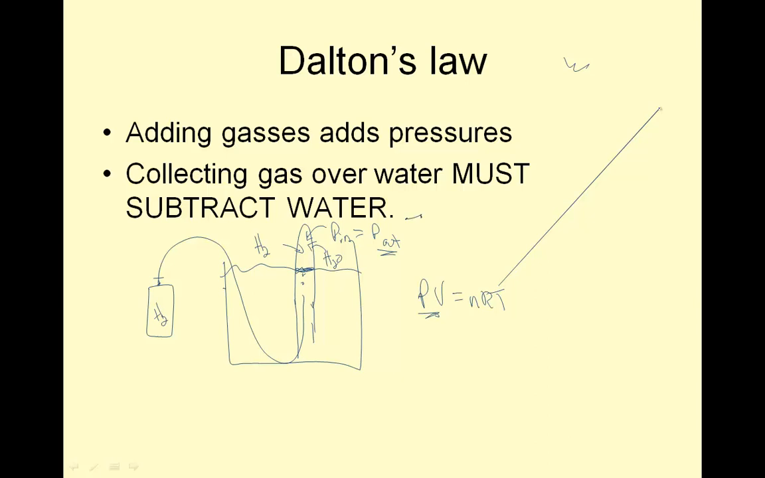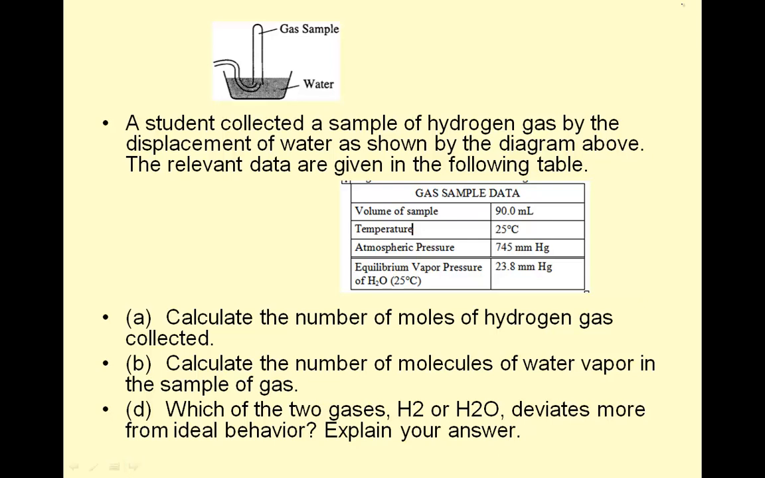So if the pressure outside was 1.31 atmospheres, you'd think the pressure inside would be 1.31 atmospheres. That must be the pressure of hydrogen, but it's not. 1.31 atmospheres equals P total, and P total equals hydrogen plus water. Now, the pressure of water is small, but it is important. It's enough to calculate. Here's a sample question.